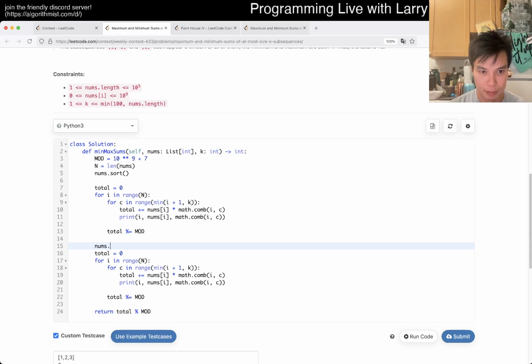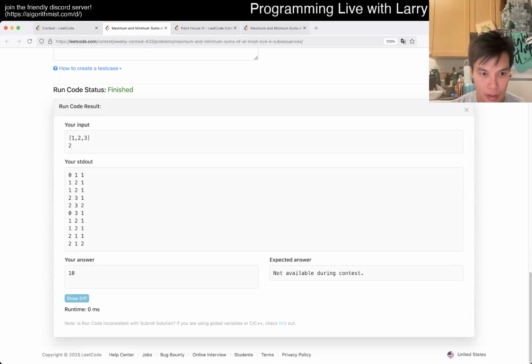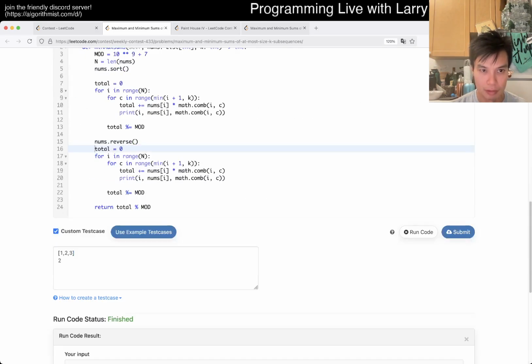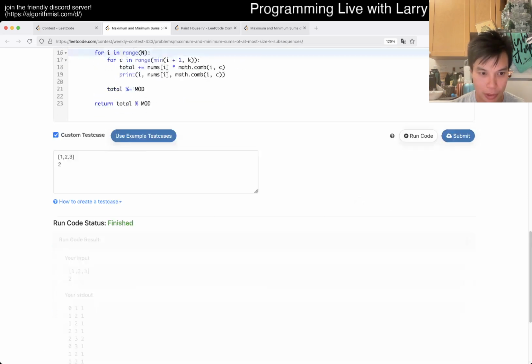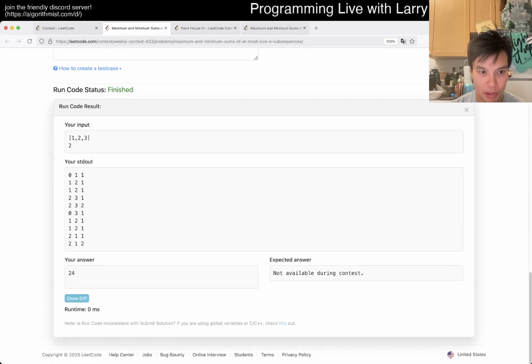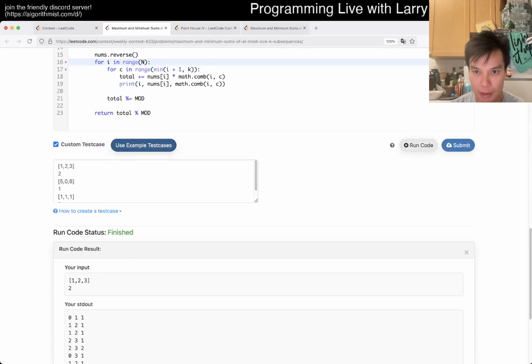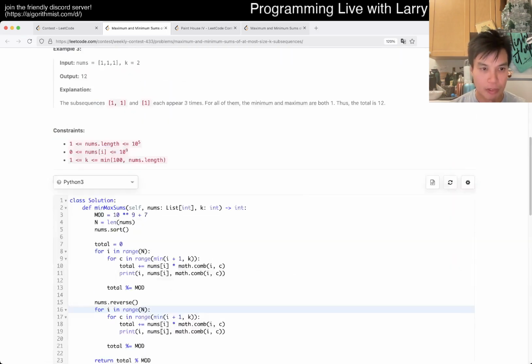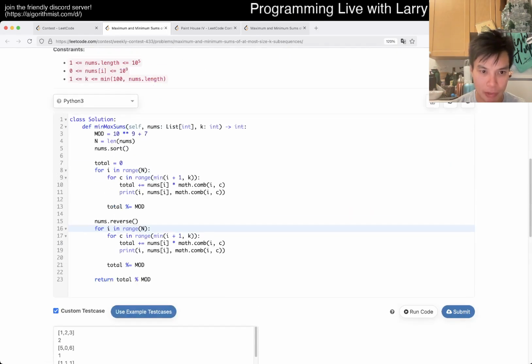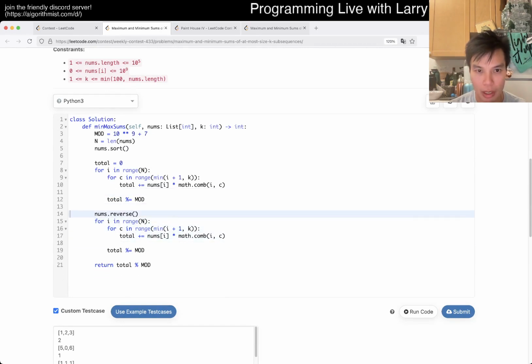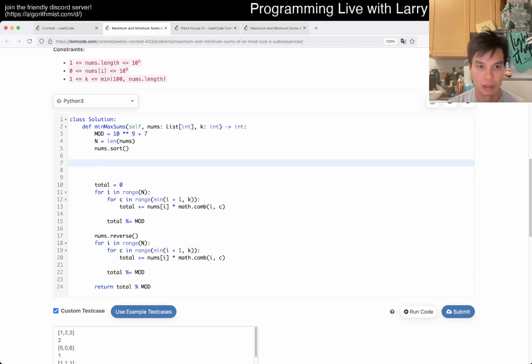Oh, well, we don't have to reset it. I think we're good. I think this gives us 24. Okay, so the math we got right, 24, 22, 12. We just have to figure out the programming part, which is the combinatoric part. i goes up to n, so okay.